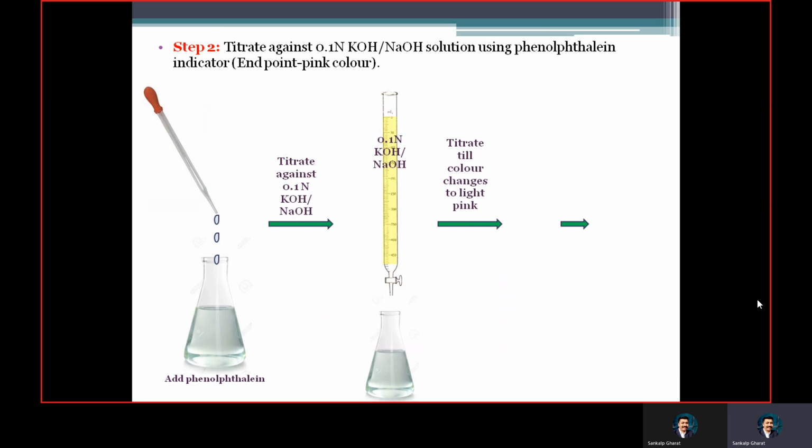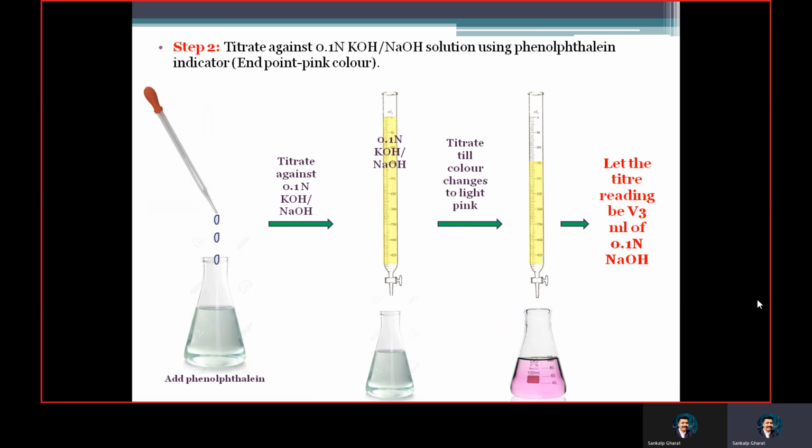Titrate till color changes to light pink. So initially it is colorless and the end point would be light pink. So this is the V3 ml of 0.1 normal NaOH which is needed. So now the burette reading which you have observed is the V3 ml of 0.1 normal NaOH.